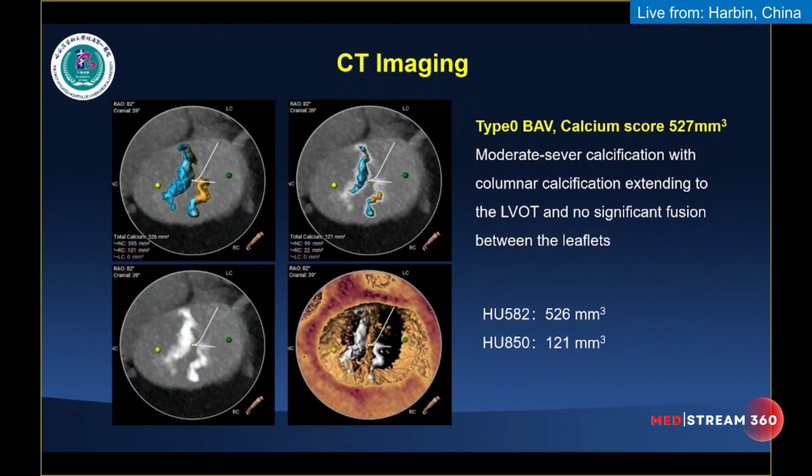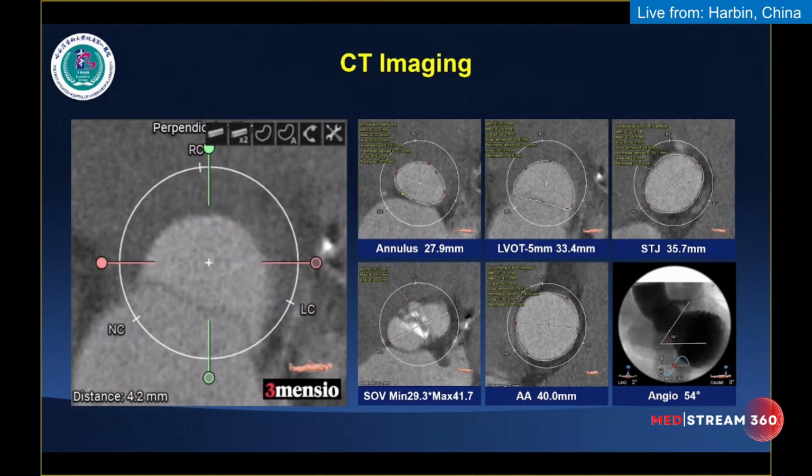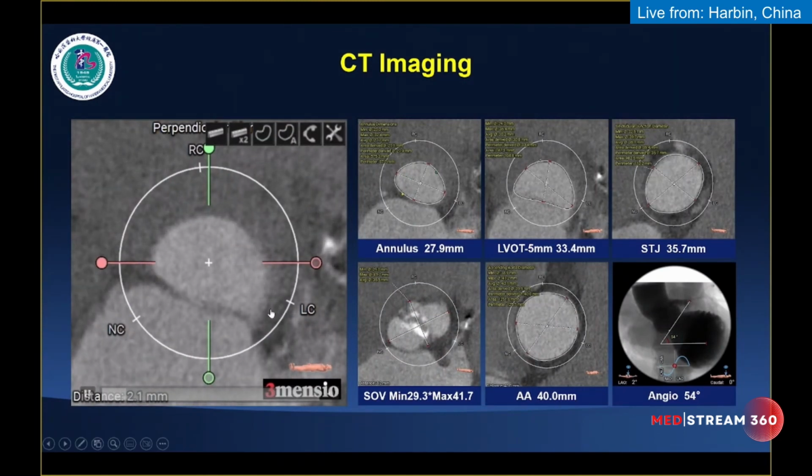And next, we can see the CT imaging. The CT analysis shows the aorta is a type 0 BAV with a calcium score of 527. It's a moderate to severe classification, and the calcification is focused between the leaflets. We can see the CT analysis video.